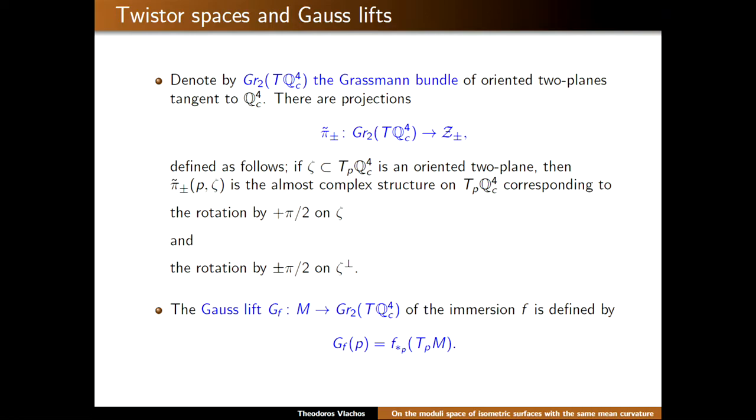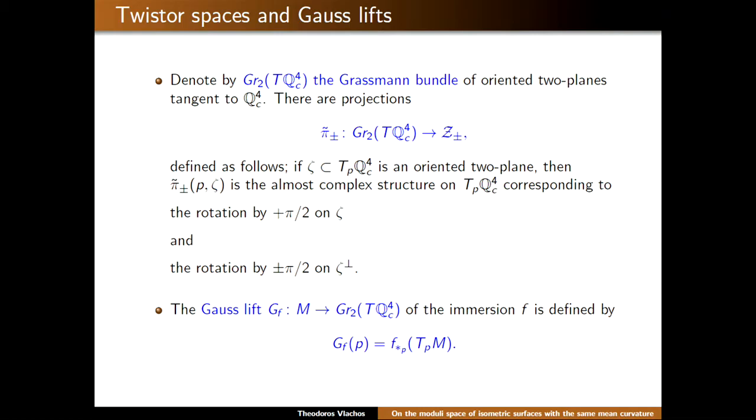So we need the Grassmann bundle of planes of the space form, and we denote these maps by pi plus tilde and pi minus tilde, which are defined in the following way. They are maps from the Grassmann bundle into the twistor bundle. Take a plane zeta tangent to the space form. Then pi tilde plus or minus is the almost complex structure acting on the tangent space which corresponds to rotation of pi over 2 on the plane zeta and the rotation of plus or minus pi over 2 on the orthogonal complement of zeta.